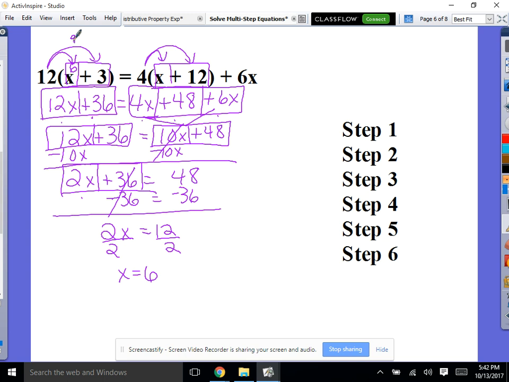So let's see. 6 plus 3 is 9, so that's 12 times 9. And then this would be 6 plus 12 is 18, so 4 times 18 plus 6 times 6, which is 36. So 12 times 9 is 108. This is where it helps to have a calculator and just plug it in. 4 18s, 72. Plus 36 equals 108. So it checks. And this is a really long one. You have to stick through it through all the steps.